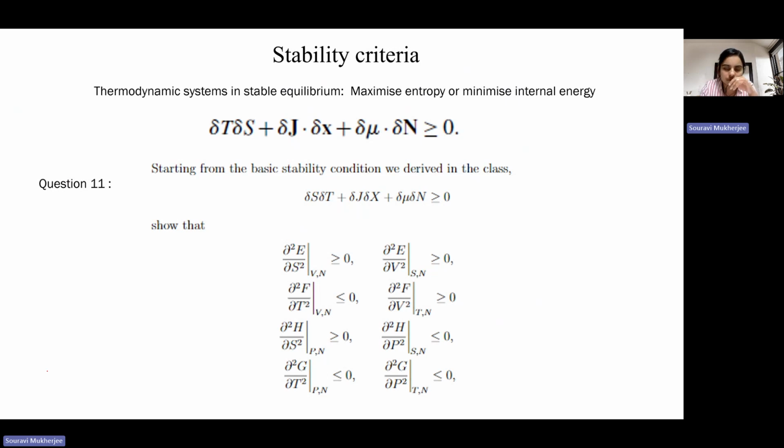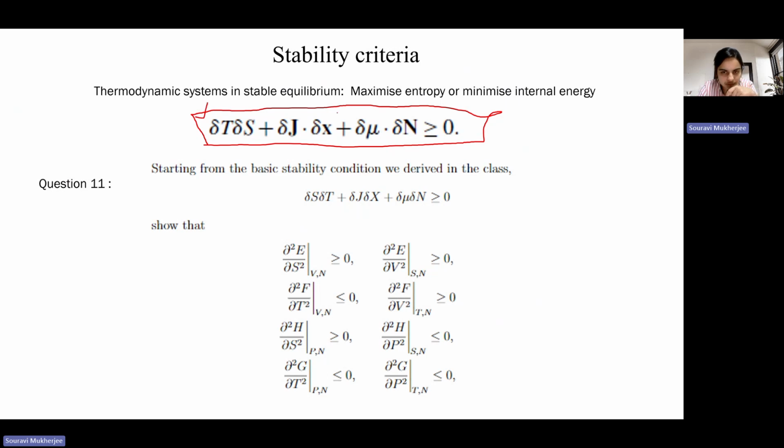But in the most general form, thermodynamic systems in stable equilibrium can be described by this condition that you have here. So this is the general criteria for stable equilibrium. Equilibrium can also be unstable or neutral, right? We're talking about stable equilibrium, and for that, this is your condition, the most general condition.